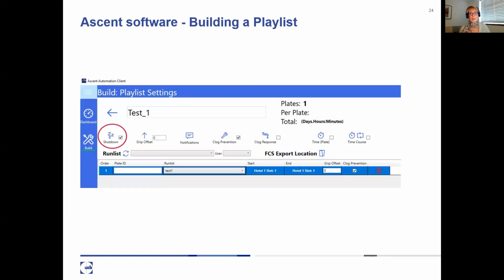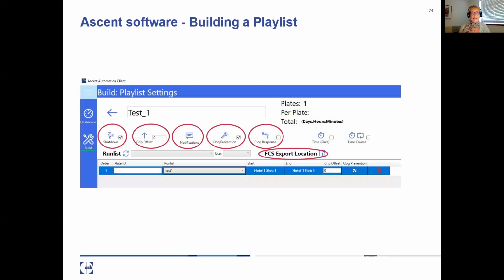This is one of the best features, and something that my colleagues really like, is the ability to shut down the instrument without having to stay around to do that physically. So we can set that up. We can adjust the grip depending on the type of plate that we're using. We can, as I said, get emails sent to us if there's a problem. I've already talked about the clog prevention, and there's also a clog response that monitors the samples as they're being collected.